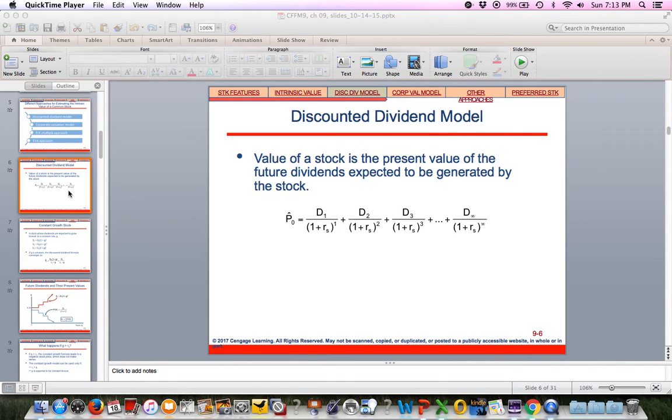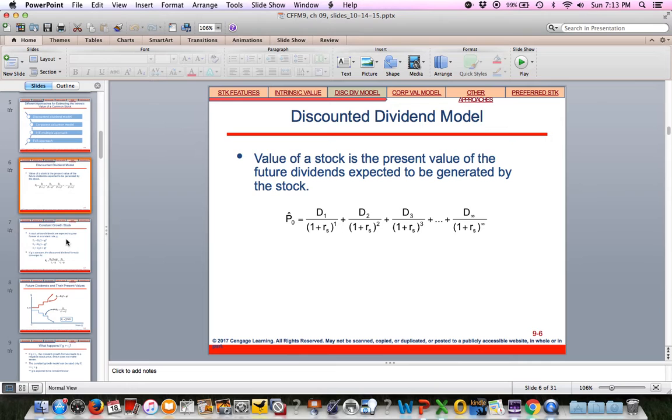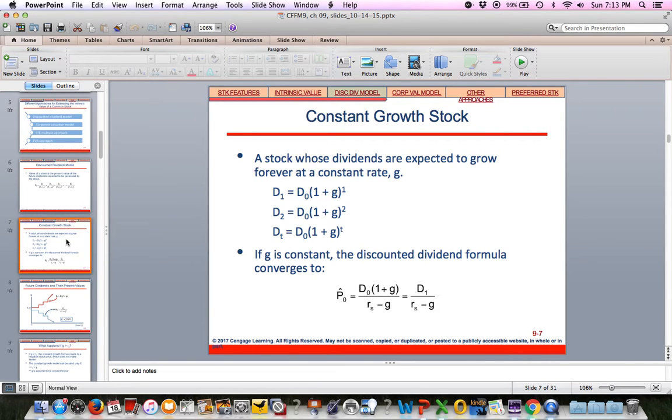Okay, so we just got done talking about the discounted dividend model, the present value of all future dividends brought back to a price today. The next method is constant growth stock, a stock where the dividends are expected to grow forever at some kind of a constant rate, whatever that rate we determine to be. And you can see down here the formula basically is the dividend a year from now divided by the rate of return minus the growth rate.